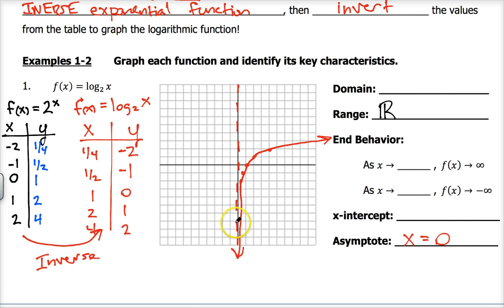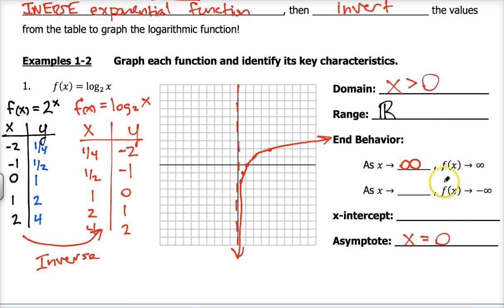All of our values here are graphed to the right of this dashed line, so my domain values are all the x values that are greater than 0. So that would be the domain. Okay, let's look at the end behavior for this one. So you'll notice as the y values increase, as the y values get larger, what's happening to x? X is also getting larger.